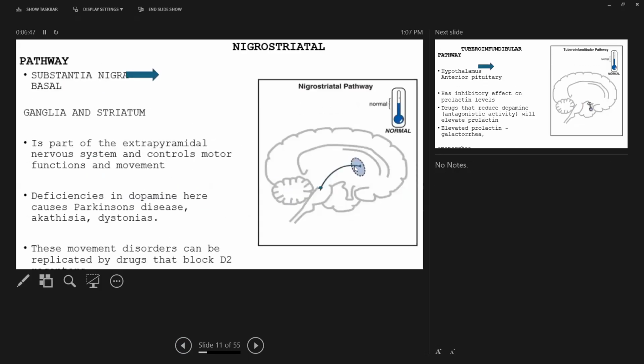Now, the third one is the nigrostriatal pathway. It starts from the substantia nigra, and it goes to the striatum, and it is part of the extrapyramidal nervous system, and it controls motor functions and movement. And its deficiency causes Parkinsonism, akathisia, and dystonia.